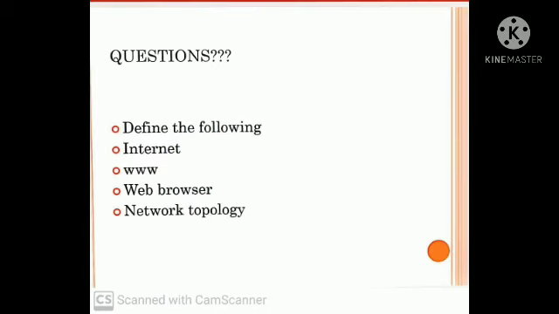So today's assignment question is define the following. First one, internet, www, web browser and network topology.